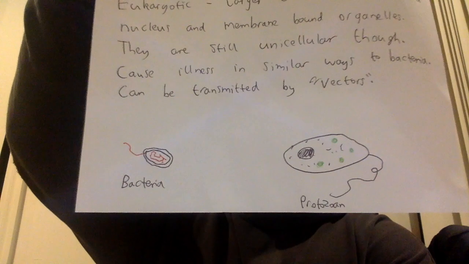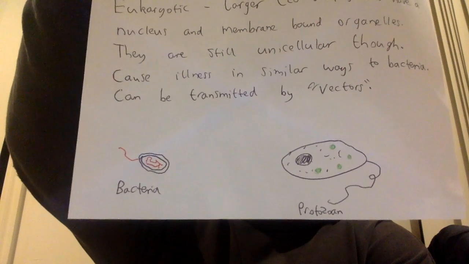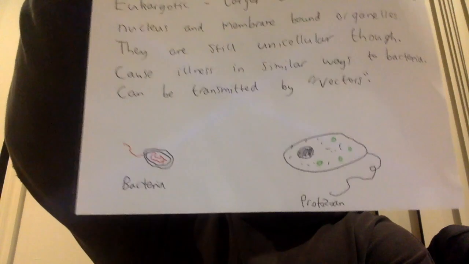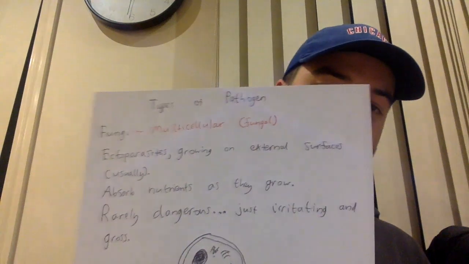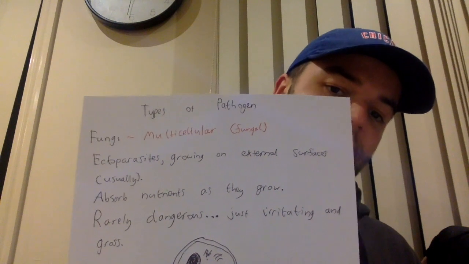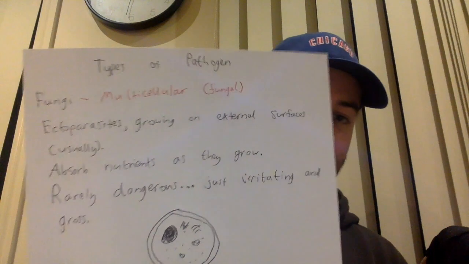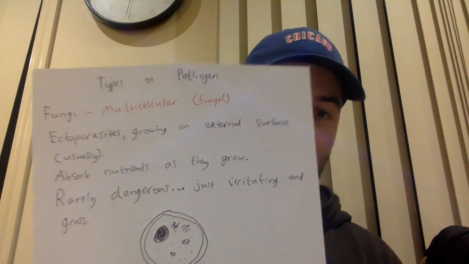Yeah, you can see that bacteria just has a coil of DNA, while the protozoan has a nucleus. Okay, and our last two, which are both multicellular. So first of all, we're going to talk about fungi. Fungi tend to be ectoparasites, meaning they are parasites that tend to grow on the outside of the body, usually the skin, occasionally membranes in the throat and stuff, which are pretty much counted as outside the body. They just grow in sort of environments with lots of moisture.